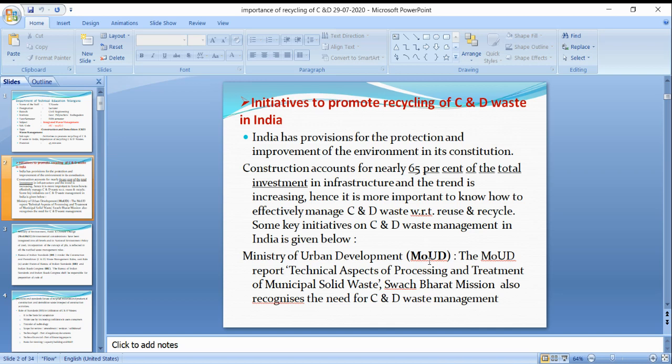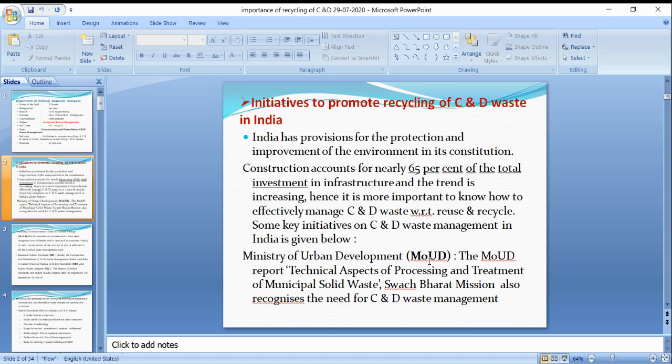Construction accounts for nearly 65% of the total investment in infrastructure, and the trend is increasing. Nowadays we are finding n number of constructions and also n number of apartments. Earlier we used to have G+1 or G+4. Now we are having G+20 and G+30 in some cases, and even more than that. So construction is tremendously increasing, and investment in infrastructure is also increasing.